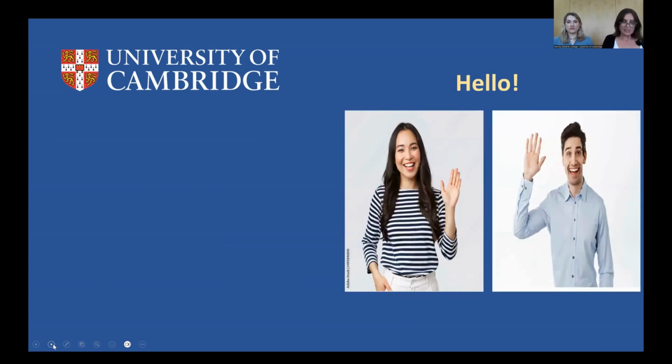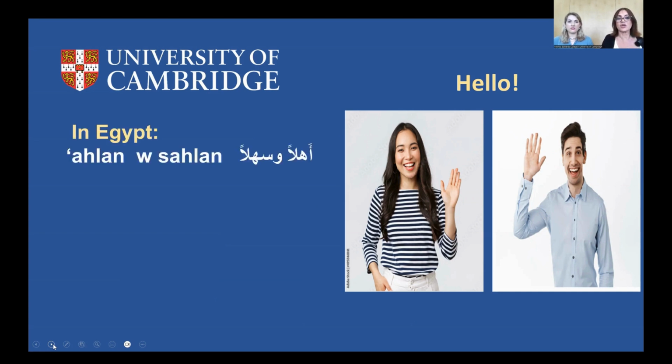The Arabic alphabet. Before we start the Arabic alphabet, I would like to show you some differences in dialect. For example, if you're saying hello, in Egypt we say ahlan wa sahlan. This is how we write it in Arabic script. You will find some accents at the beginning and at the end. I will talk about these accents later when we are talking about the letters.